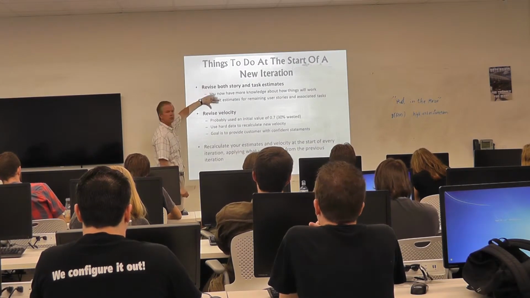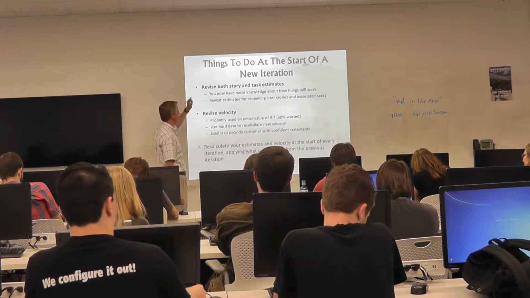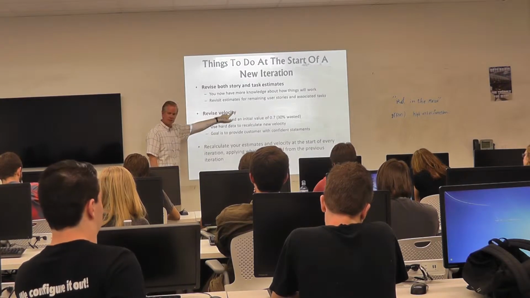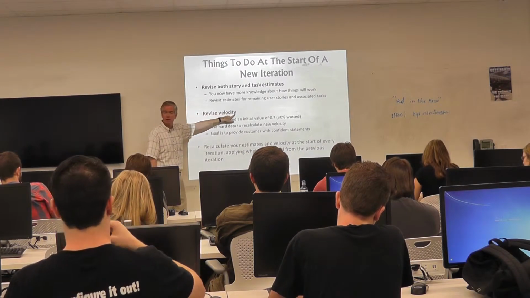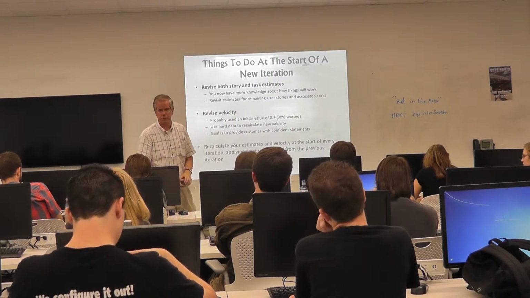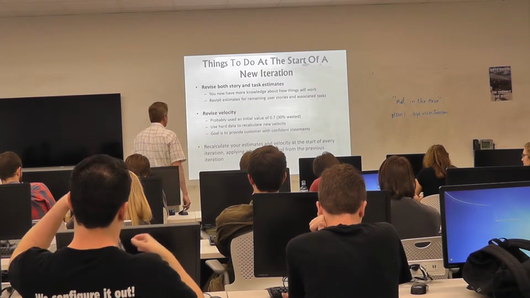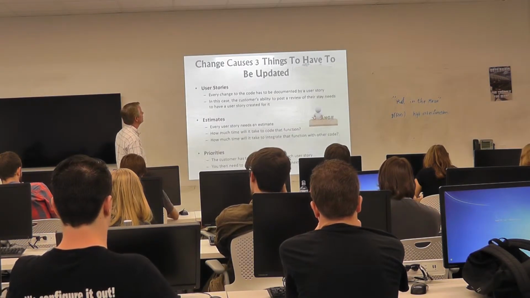Okay, you've got to revise. You've got to take a look and see where you're at. Because remember, stuff changes, right? Stories and tasks have to be revised. That velocity thing, we talk about this a lot, but basically you have to reset your velocity at the start of each one, right? Take a look at how everything went last time. Figure out if your team's doing better or worse. Recalculate your estimates and velocity at the start of every iteration.